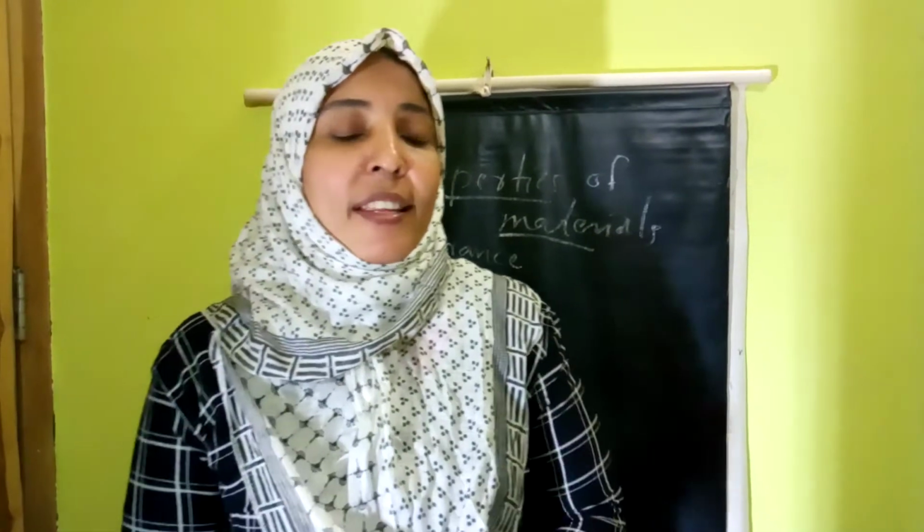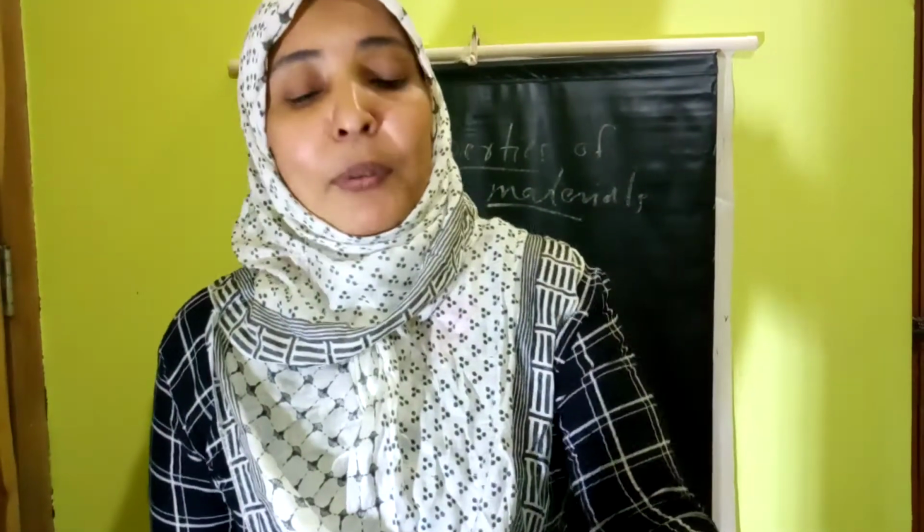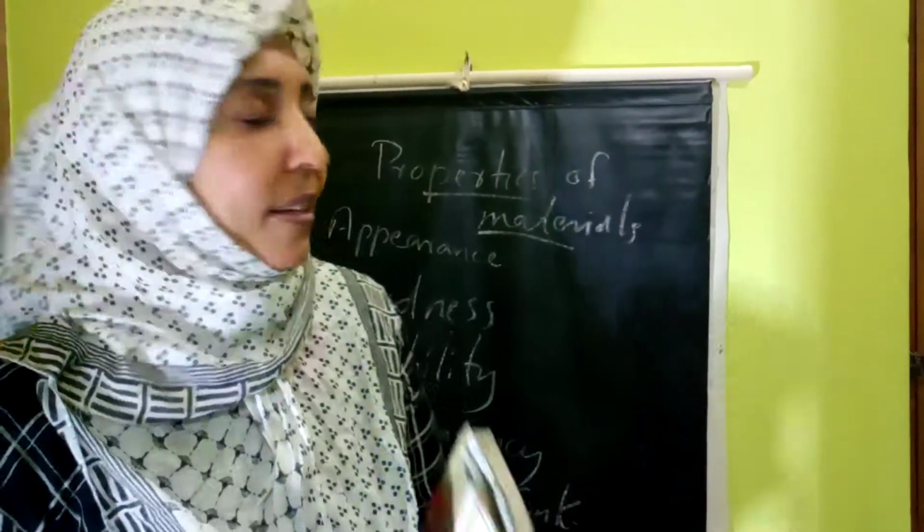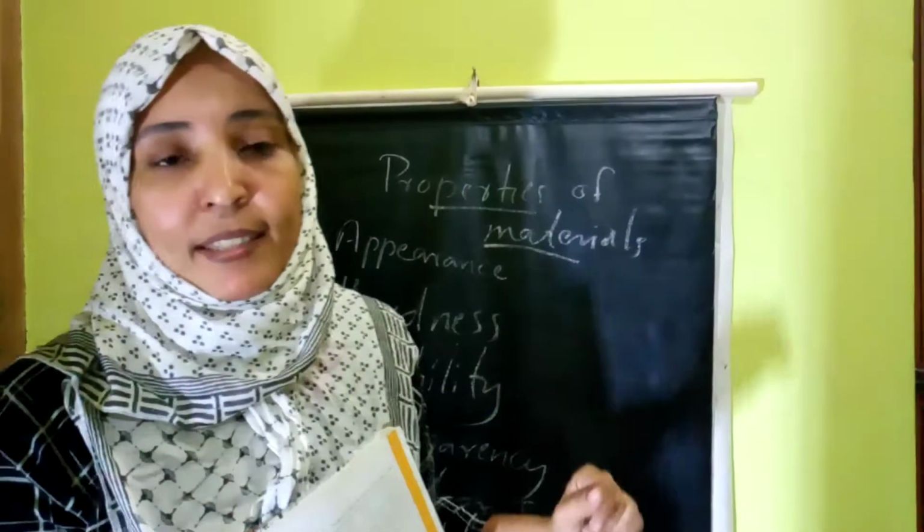Okay, so we are discussing the chapter sorting materials into groups. Very simple chapter, and we studied and prepared two tables: different materials with different shapes, and objects that are prepared from different types of materials. Next, we have to study the properties of materials. That is an important part of this chapter.